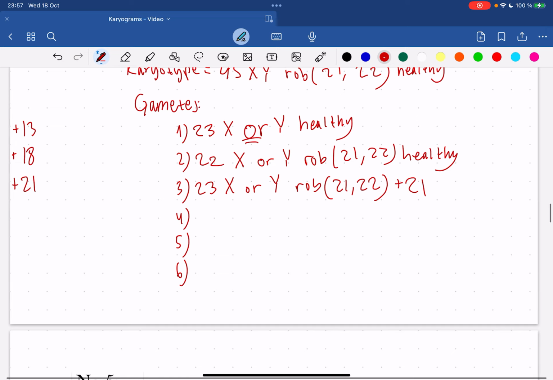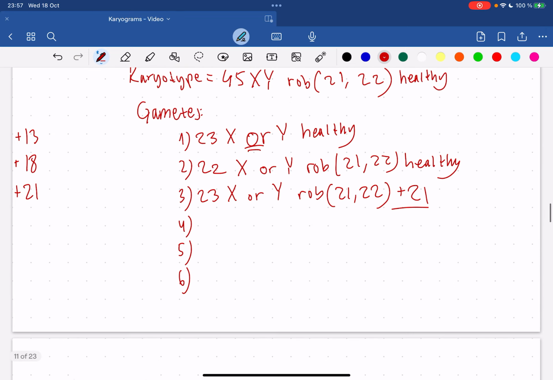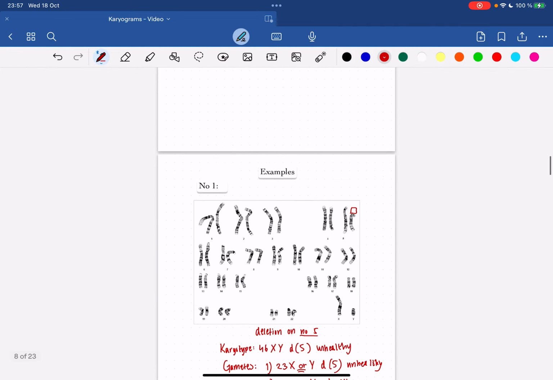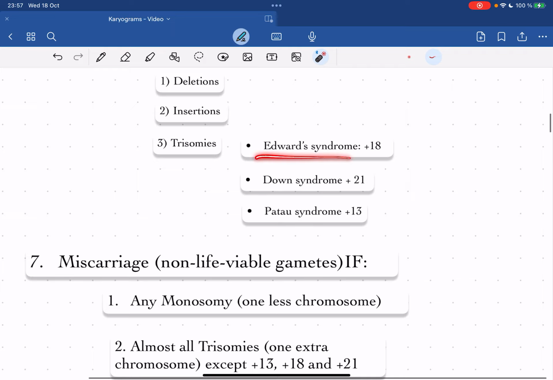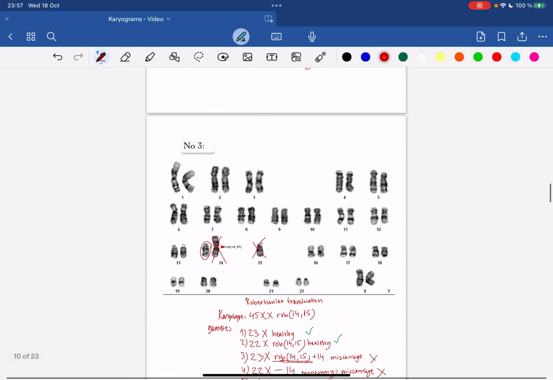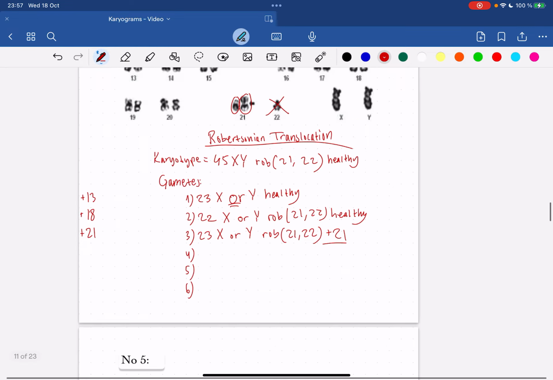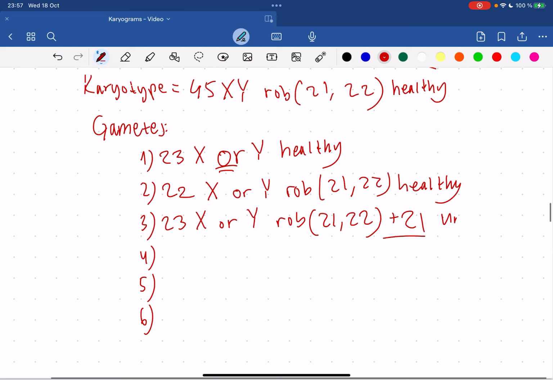And this is a trisomy, so let's look if it's viable. We can have it viable if it's 13, 18, or 21. Let's just double check here for you guys to see. It's viable for life if it's Edwards syndrome, which is plus 18, plus 21, or plus 13. In our case, it would be plus 21, and that's Down syndrome. So it would be unhealthy.